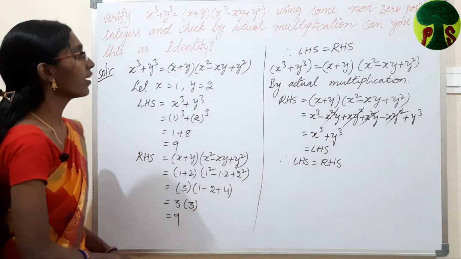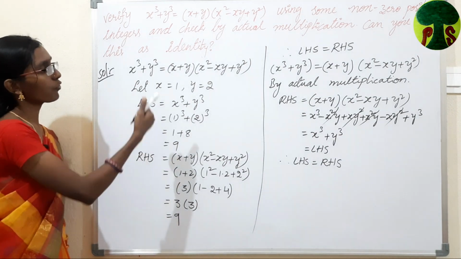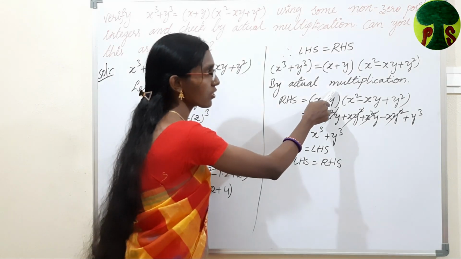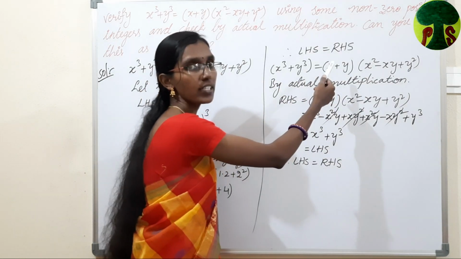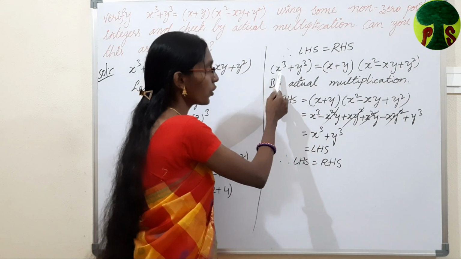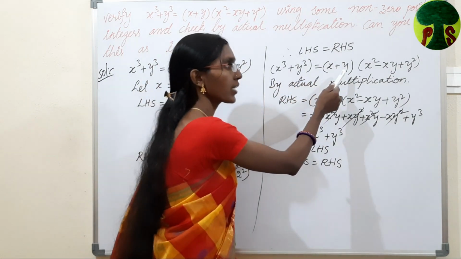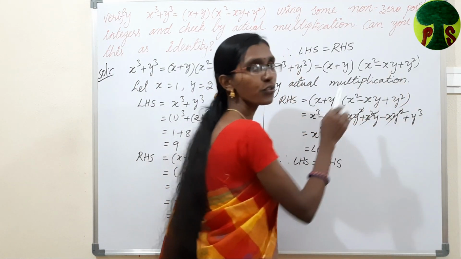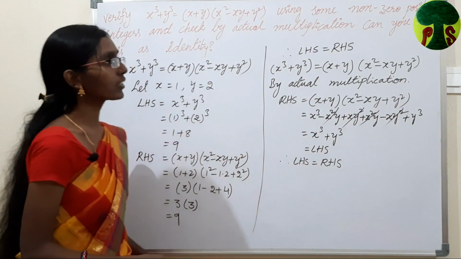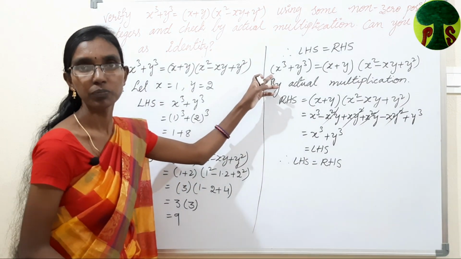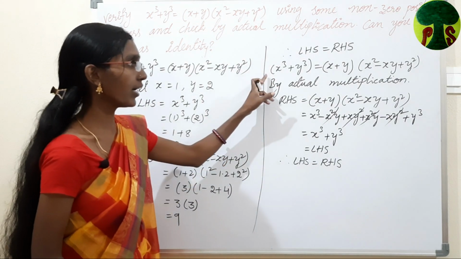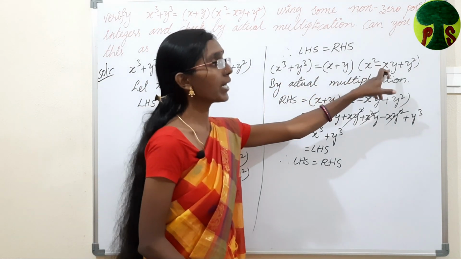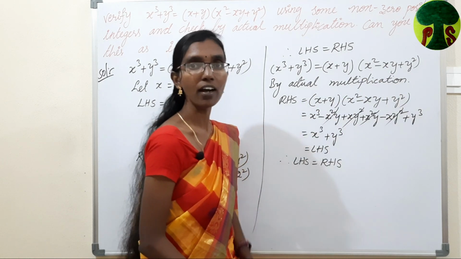By taking non-zero positive integers, we got LHS equal to RHS, and by actual multiplication also we got LHS equal to RHS, which means that x³ + y³ = (x + y)(x² − xy + y²) is true. So we can say that this is an identity. We can say that x³ + y³ = (x + y)(x² − xy + y²) is an identity.